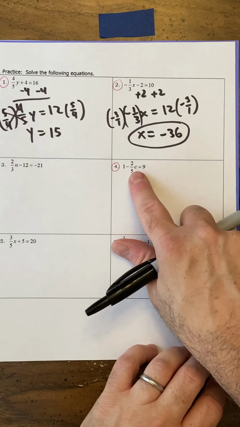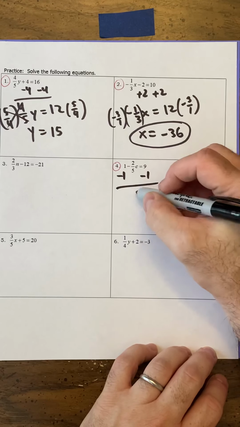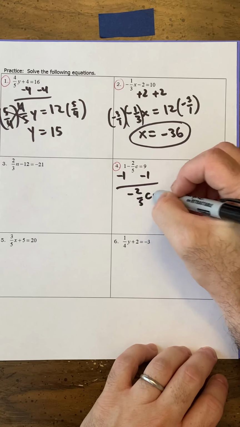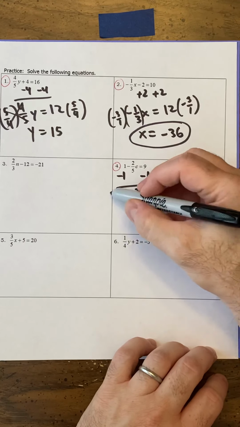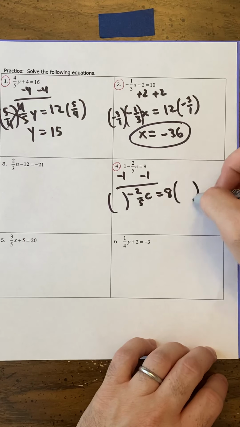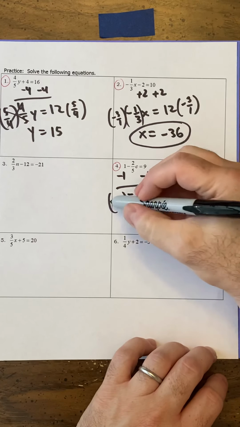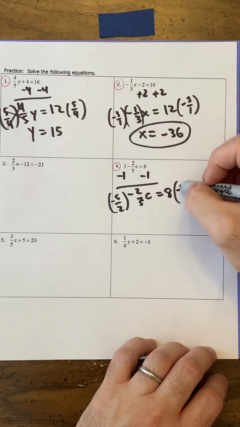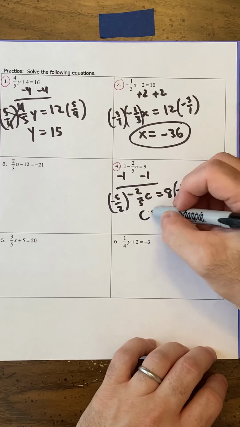We want to isolate that variable c. There's a 1 here. Let's subtract the 1 from both sides. We get negative 2/5 c equals 8. And you know what to do here at this point. Multiply by the reciprocal on both sides, the reciprocal of this coefficient of the variable, which is going to be negative 5/2. Okay? This side is going to divide out to 1, so you're just going to get c.